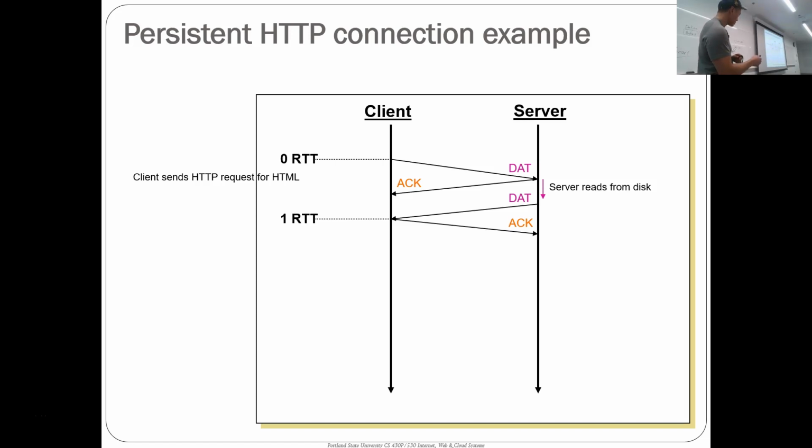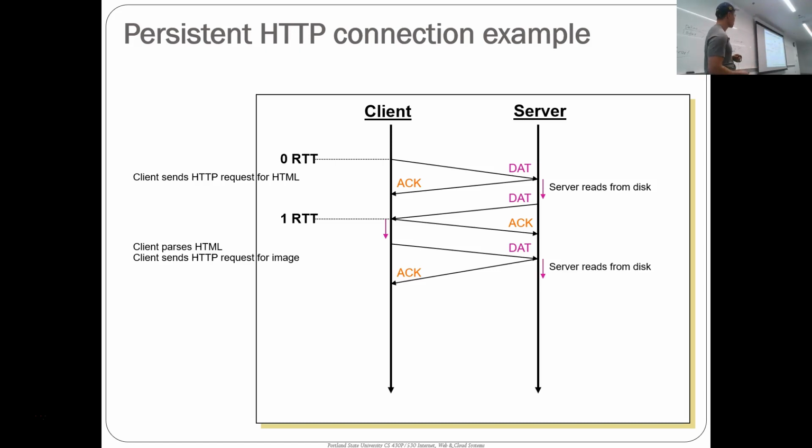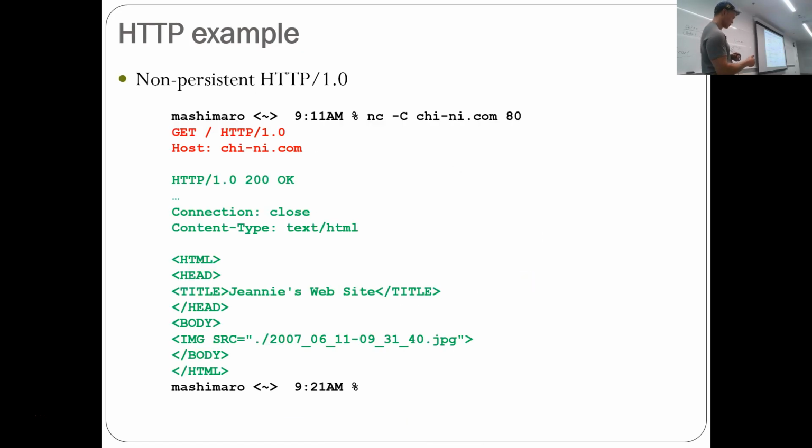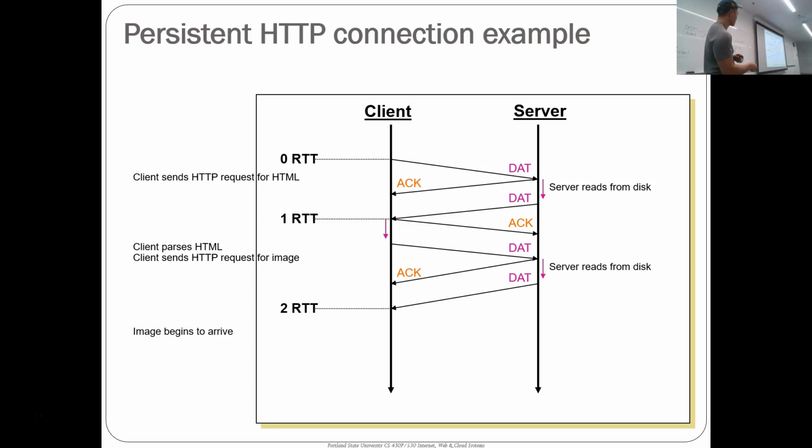The client acknowledges it, parses the HTML, realizes that there are a bunch of embedded images, and then makes that request without having to do a handshake. So this is the embedded image request, and then the server gets the image, sends it back, and then the client can send another one from here.